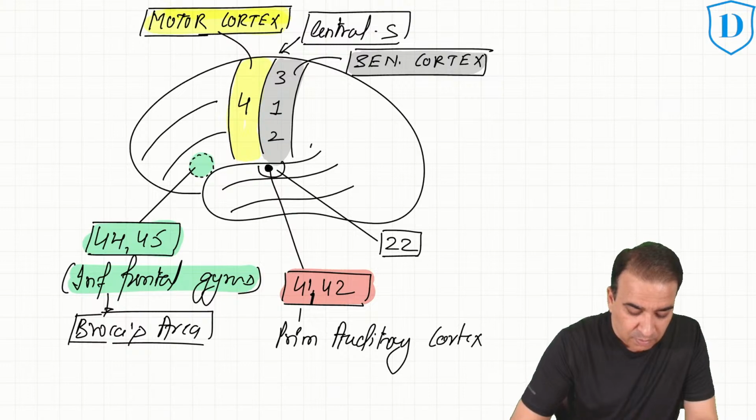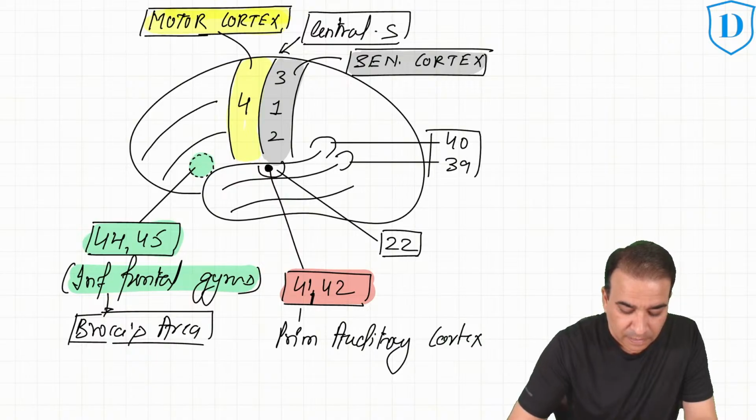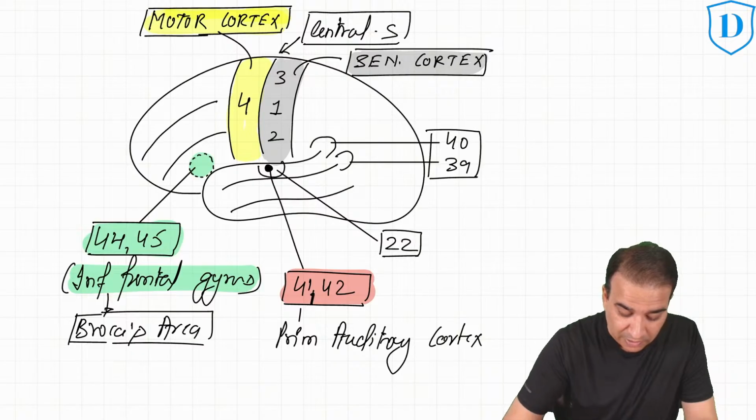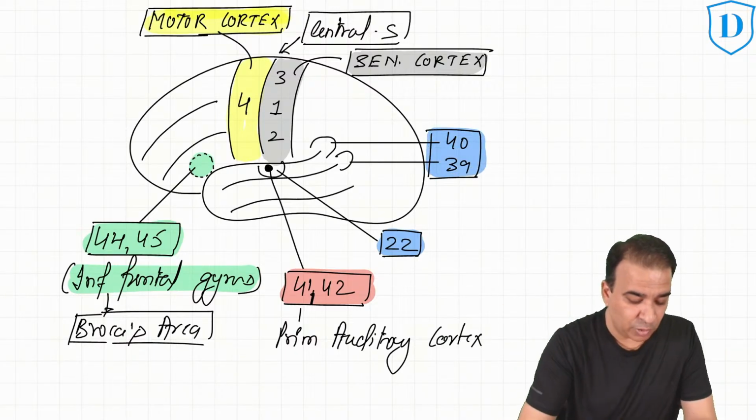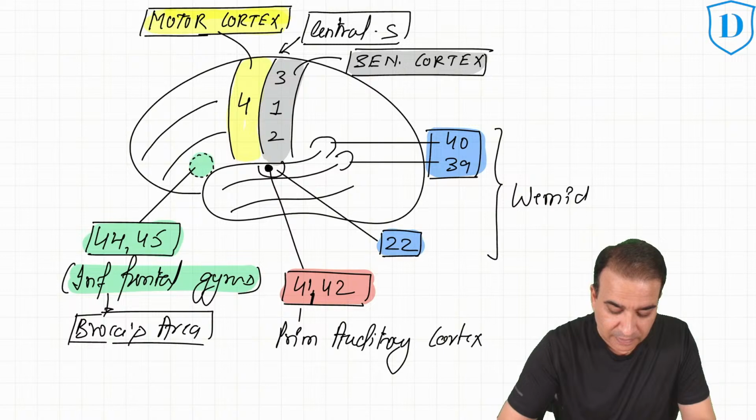More posteriorly, you will see two more areas, that is area number 39 and 40. 40 is above, 39 is below. So this 39, 40 and 22 also, guys, you have to count 22 along with them here. Let me highlight this for you. 22, 39 and 40, which are present more toward the posterior part of the temporal lobe. All these areas collectively are the components of Wernicke's area.